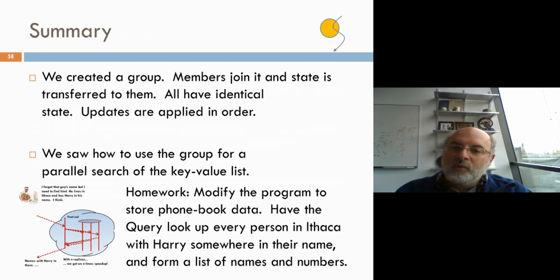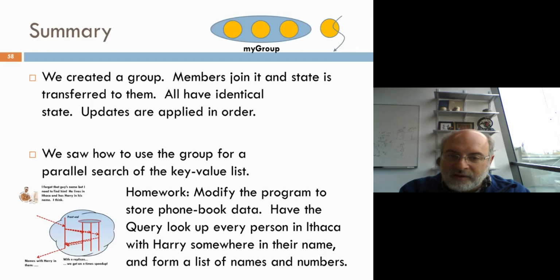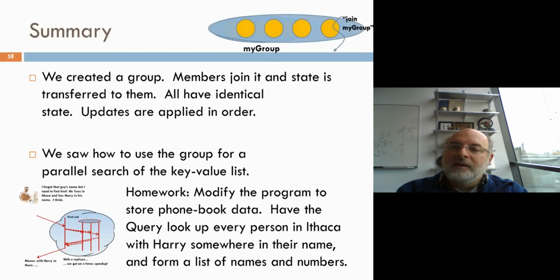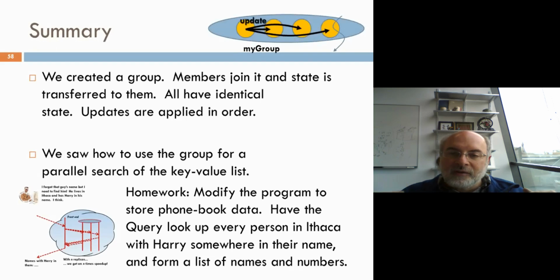So to summarize, we created a group. We saw how to launch ISIS. The members joined it, state was transferred to them, they have the identical state, they apply the updates in the identical order. Here goes the state transfer in my little animation, and once the state transfer is done, these updates are also in the identical order. The order is partly predictable because of FIFO-ness, but the order isn't fully predictable because different members might send these FIFO multicasts in an arbitrary interleaving of order. And ISIS itself figures out what order to deliver them in so that everyone sees a consistent state.